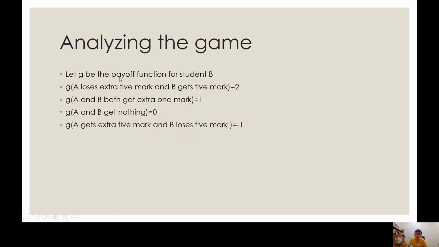Next, let's create the payoff function for student B. Similar to student A, if B gets 5 marks, he gets the highest payoff, 2 points. If B gets 1 mark, he gets 1 point. If B gets 0 marks, he gets 0 points. If B loses 5 marks, he gets negative 1 point.